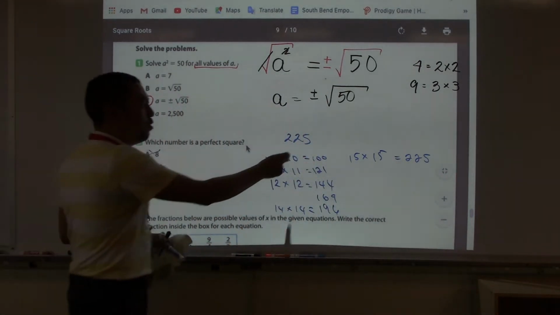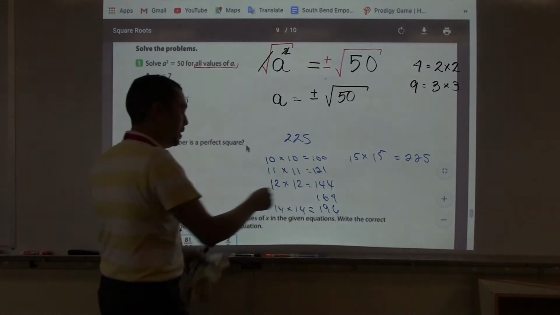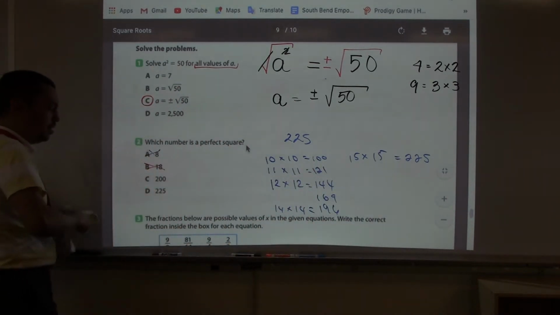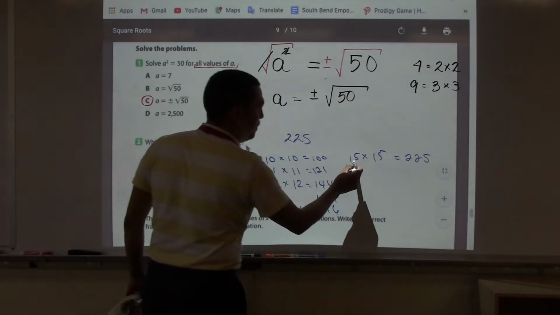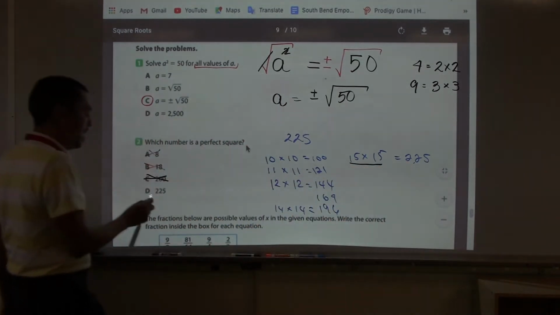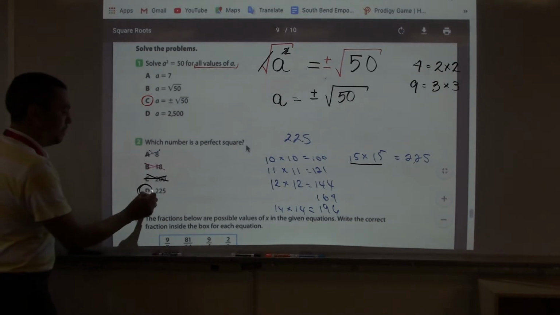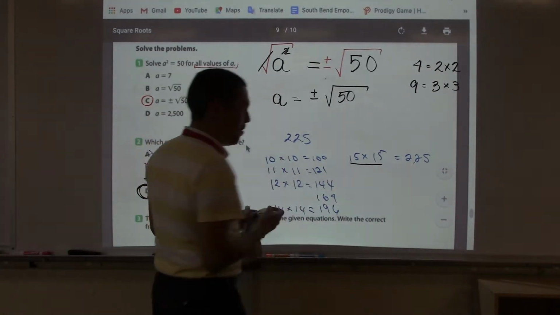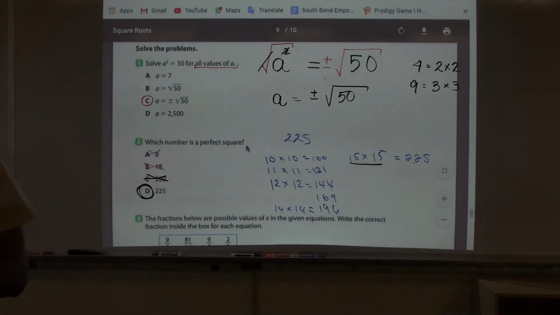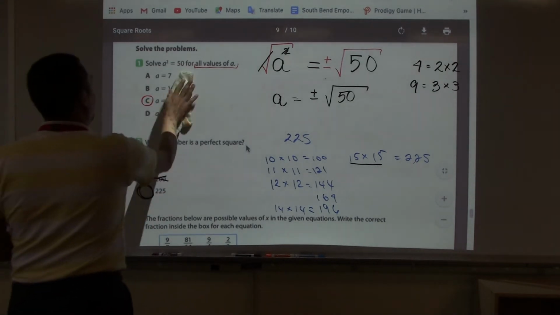So is 200 in these perfect squares? No, so 200 is gone. It's not the solution, but I found out that 15 times 15 is equal to 225. So 225 is the perfect square. See, using your table, we figure out the solution. So let me erase so we can move to the next problem.